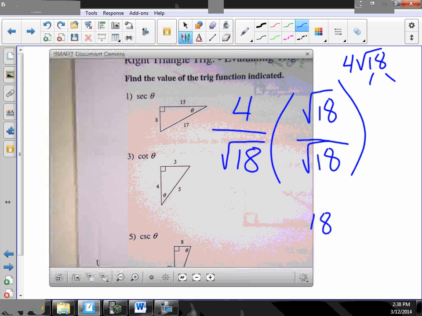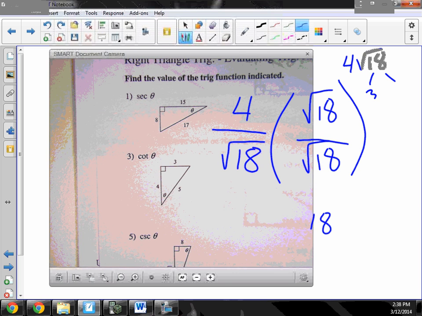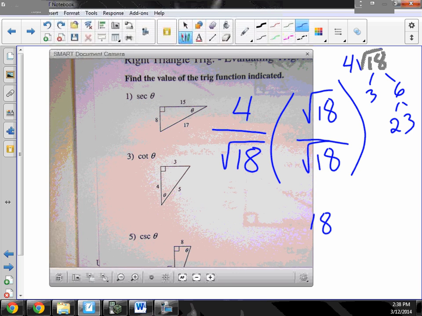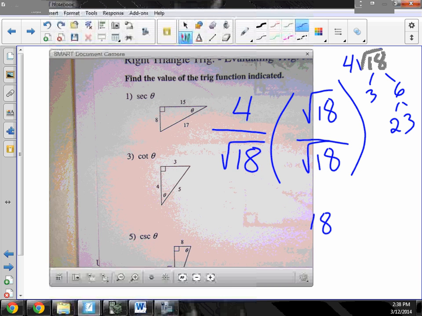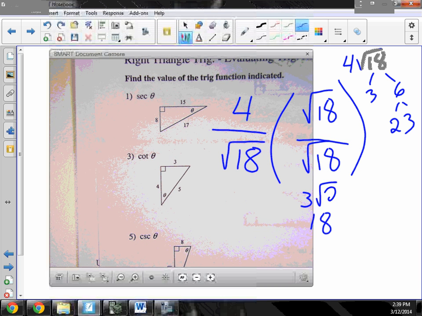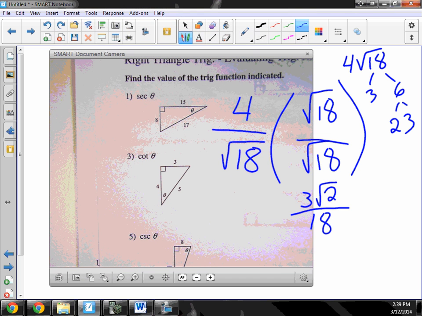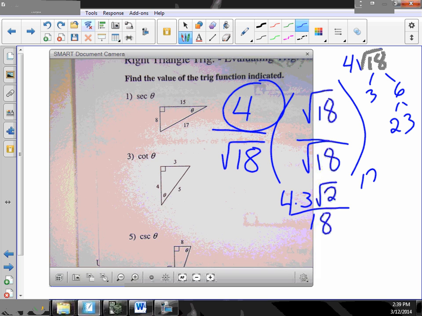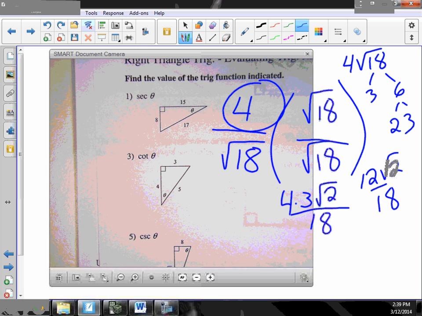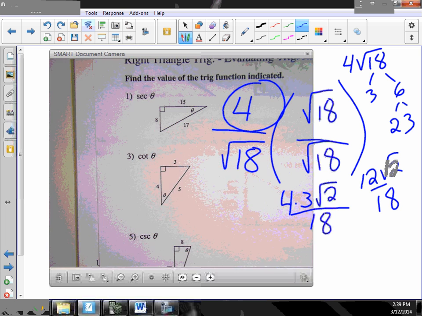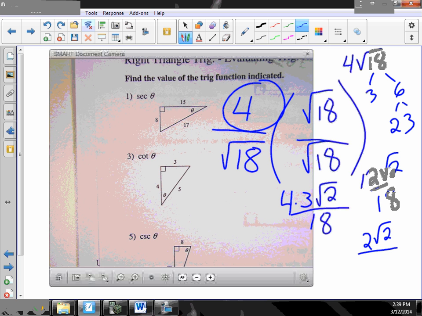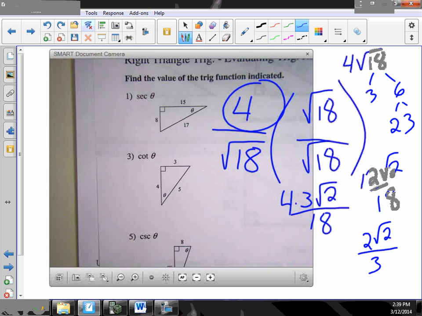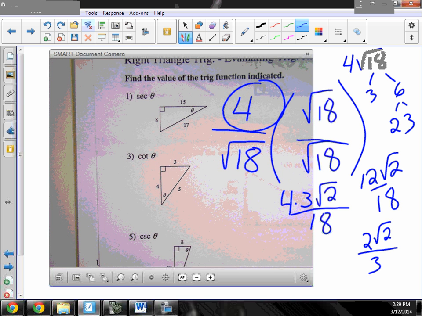Does 18 factor? 3 and 6, 2 and 3. Can I pull anything out? Pull out the 3's. So 3 root 2 times 4. So this is 12 root 2 over 18. Do 12 and 18 have any common factors? 6. So 2 root 2 over 3. So you will have to do those on these problems. Okay.